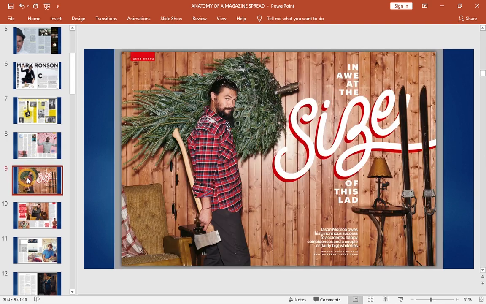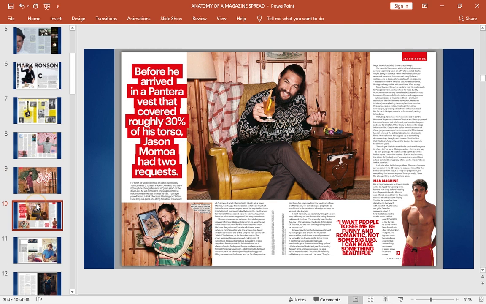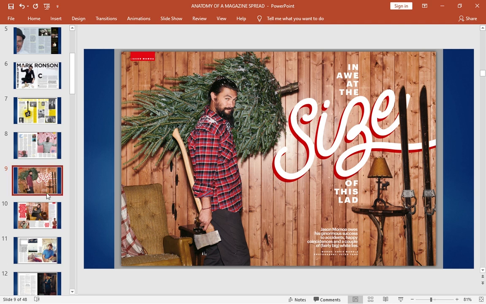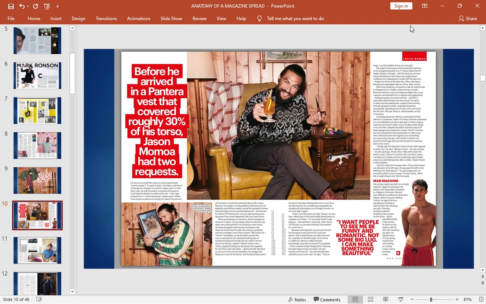Now let's look at this thing over here, the red one with the white colored font. And let's also look at this one. You can see the same thing is over here. Therefore, it can be considered as a running head. This is the same magazine, and you can see the same thing over here. So it can be considered as a running head.